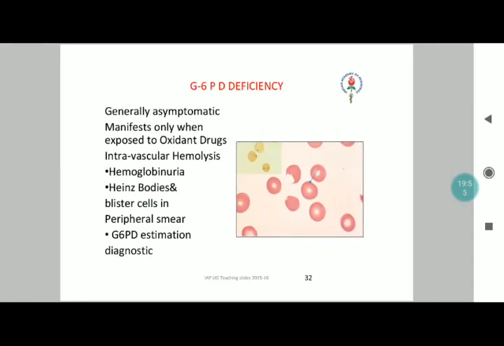If you consider G6PD deficiency, it is 9 out of 10 times asymptomatic and gets manifested only when exposed to oxidant drugs. It results in intravascular hemolysis with hemoglobinuria, Heinz bodies present, as well as blister cells in the peripheral smear also. G6PD estimation is often diagnostic in value.